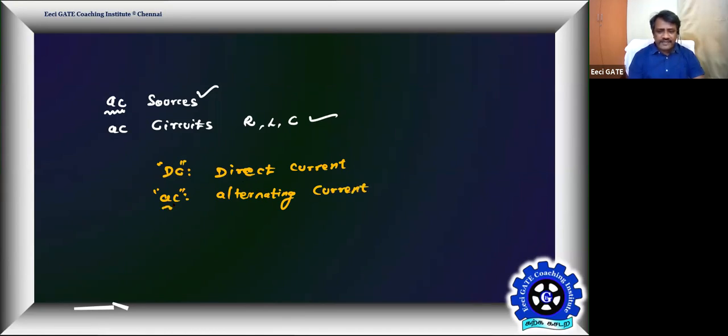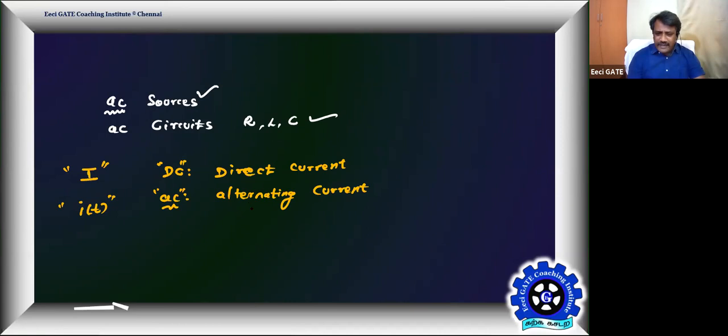By default, take current, for example. DC current we represent by a capital letter. AC current is a current varying with respect to time, so we represent this by a small letter. Any AC parameter has the habit of being represented by a small letter, and any DC parameter by a capital letter. That notation we are already following everywhere. Once again, stressing on that.